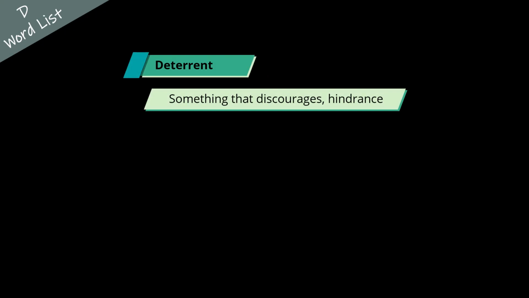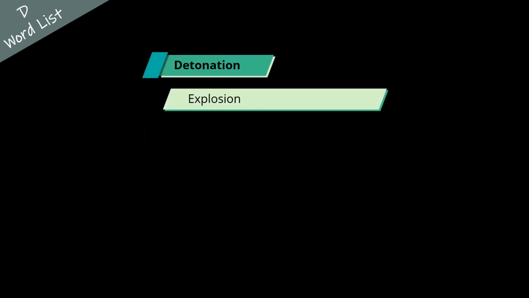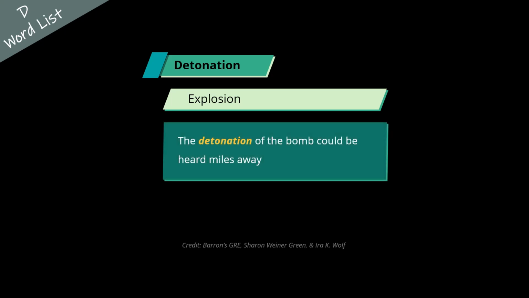Deterrent means something that discourages, hindrance. For example, does the threat of capital punishment serve as a deterrent to potential killers? Detonation means explosion. For example, the detonation of the bomb could be heard miles away.